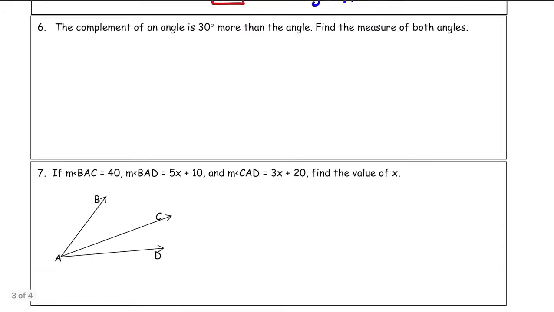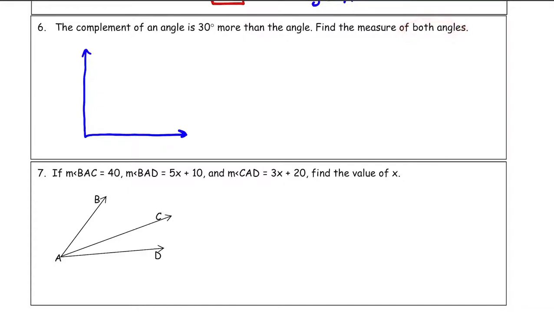Number 6 is another word problem. Another problem that we need to come up with our own diagram. The key vocab word here is complement. From the second day, we learned complement means add to 90 degrees. So I'm going to construct a right angle. Find the measure of both angles.